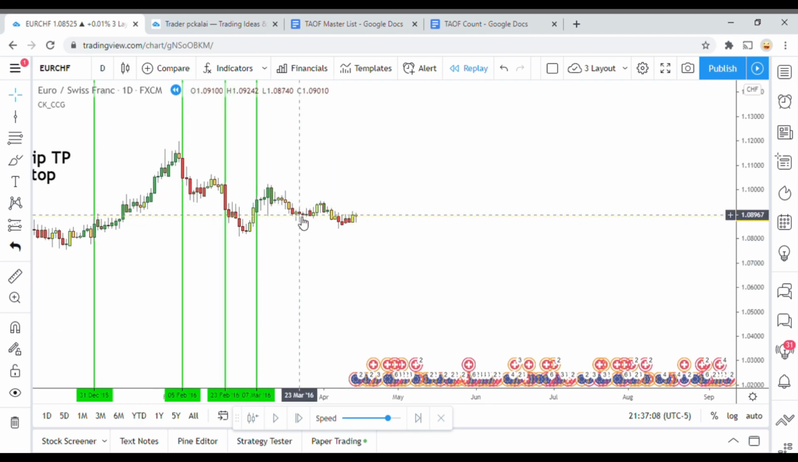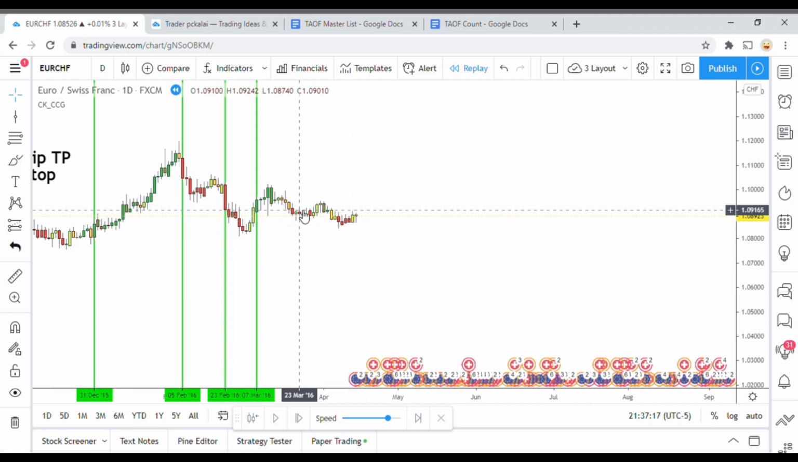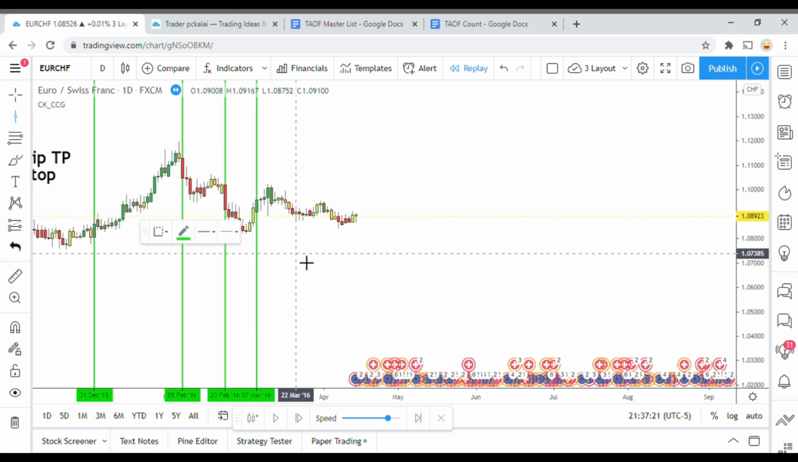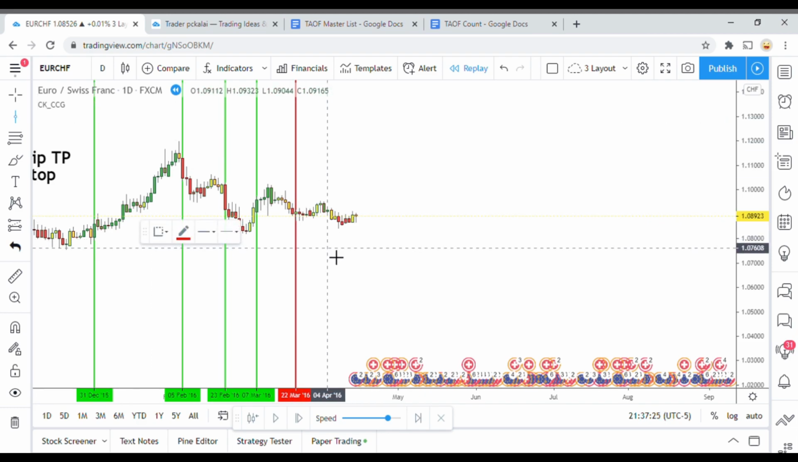Let's see what's happening here. So we picked up a short over here. I don't think we got to take profit. Nope, we did not. And we pick up a long over here. So these are going to be our first losing trades here.